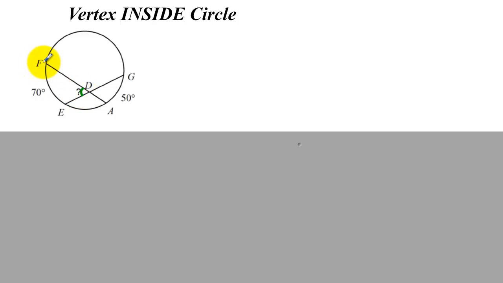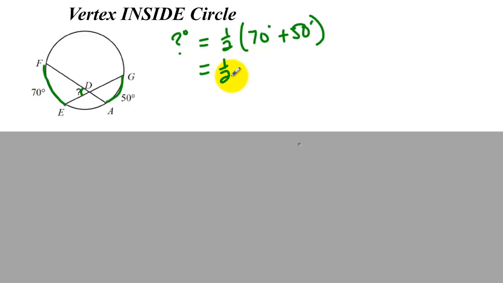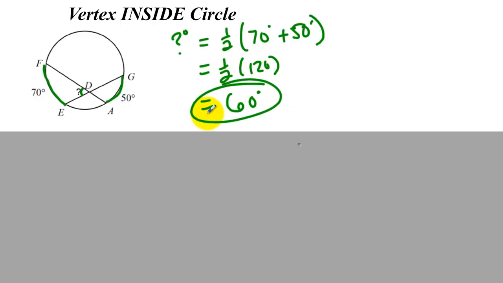Let's identify the intercepted arcs. The first one's here at 70 degrees. The second one is opposite it in our circle right here at 50 degrees. So our question marked angle, if we just follow our formula, is going to be 1/2 of the two arcs added up, which are 70 degrees and 50 degrees. Okay, so tell me, what's half of 120? Final answer is 60 degrees for the angle.